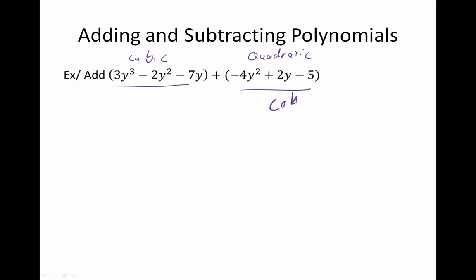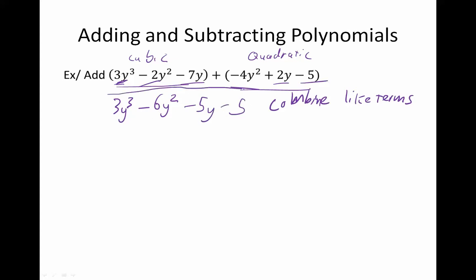All we're really going to do here is combine like terms. So we've got a y cubed term here with no other y cubed terms, so this y cubed ends up being by itself. We have a y squared term and a y squared term. That's going to be negative 6y squared. We have a negative 7y and a positive 2y. That's minus 5y. And then this negative 5 is all by itself. So that is it. We just combined like terms in order to add the two polynomials together.